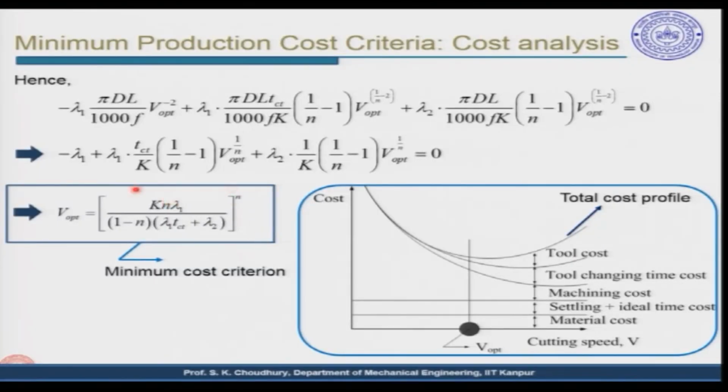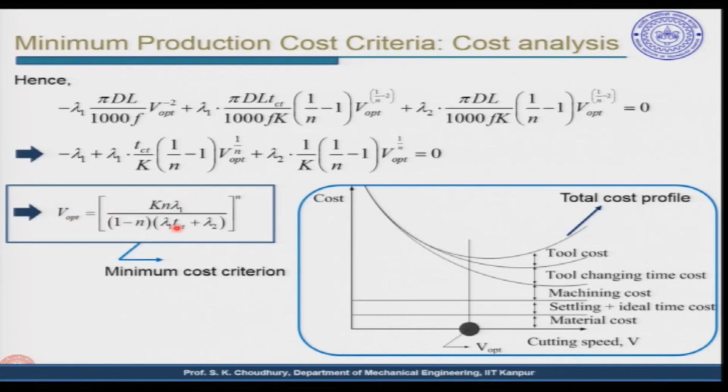So, this is the minimum cost criterion, and as per the minimum cost criterion, this is the optimum value of the cutting velocity. If we can machine with this cutting velocity, then we will get the optimum cost, and how to get this V optimum, we already found out here.